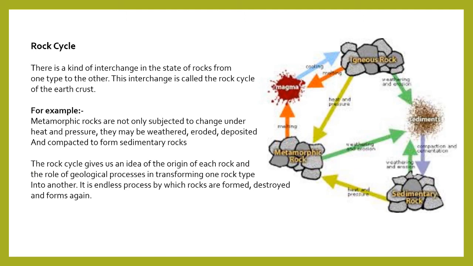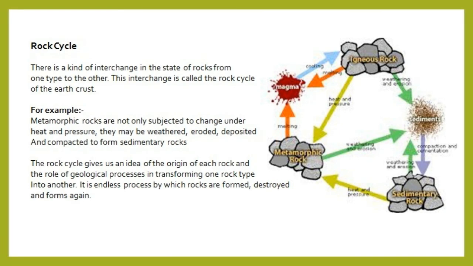And if because of earth movement, metamorphic rocks go inside the earth, they melt and again they come on the earth's surface as igneous rocks. So all the three types of rocks keep on changing among themselves. The rock cycle gives us an idea of the origin of each rock and the role of geological processes in transforming one rock type into another. It is an endless process by which rocks are formed, destroyed and formed again. So always remember that the rock cycle takes millions of years to change from one rock to another.